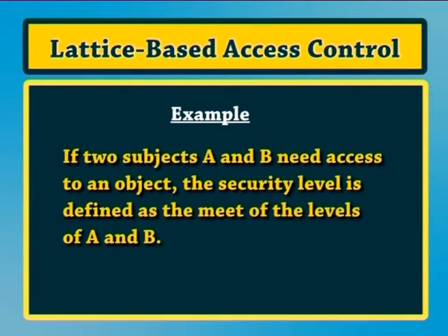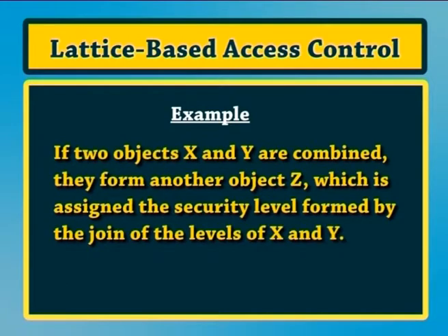For example, if two subjects A and B need access to an object, the security level is defined as the meet of the levels of A and B. In another example, if two objects X and Y are combined, they form another object Z, which is assigned the security level formed by the join of the levels of X and Y.